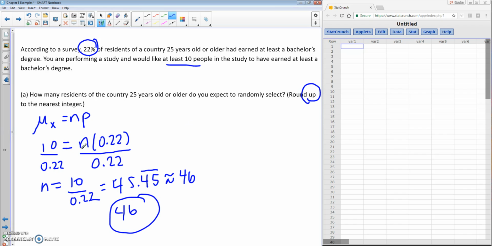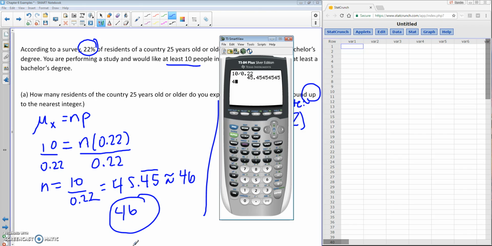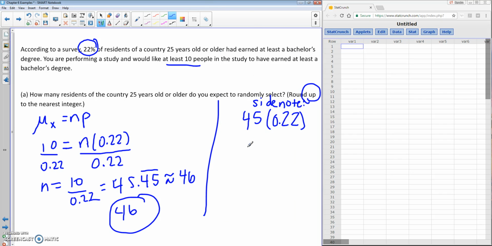Now if we go in and plug in 45, for instance, 45 times 0.22, this is just a side note here, 45 times 0.22 would only give us 9.9. But we want at least 10 people, right? So this is not good enough, so we go up to 46.